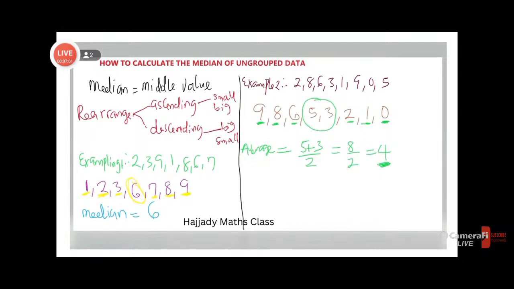So we are going to stop here. And in our next video, we are going to look at how to calculate the median of ungrouped data. This is when you have frequencies and it involves a formula. You can say that statistics is very interesting. There's nothing difficult in it.